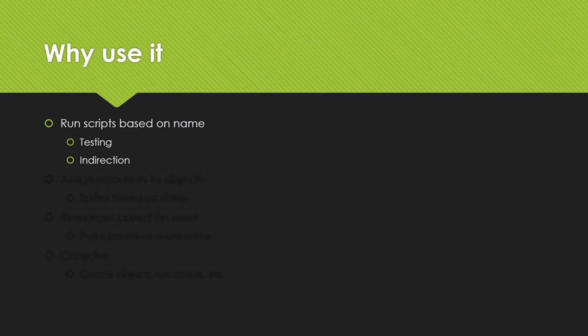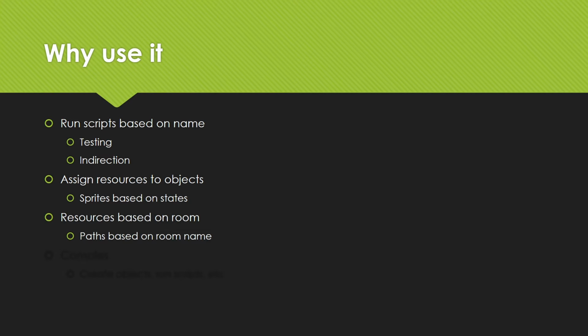It's also great for indirection, which is the process of executing different scripts based on the different implementations you have. If you go check my video on object orientation, I talk more about it, especially with regards to polymorphism. You can also assign resources to objects dynamically. For example, you may have sprites that you want to change based on the state of your object. So your object may have an idle, a running, a falling state, and so on. And you could use this system to assign your scripts dynamically based on the number of different states you have.